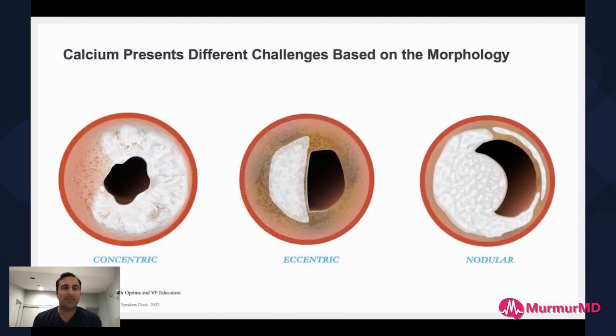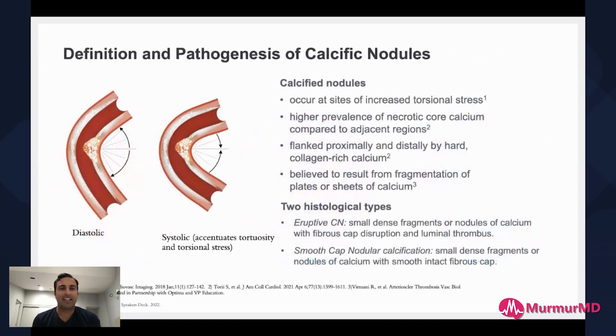So again, there are different types of calcium: the concentric calcium type, the eccentric calcium type, and the nodular type. Today I'm going to focus a little bit on the nodular type of calcium. So calcified nodules, why do they happen? The theory is it happens at sites of increased torsion, particularly in the right coronary artery. About 50% of these are in the right coronary artery.